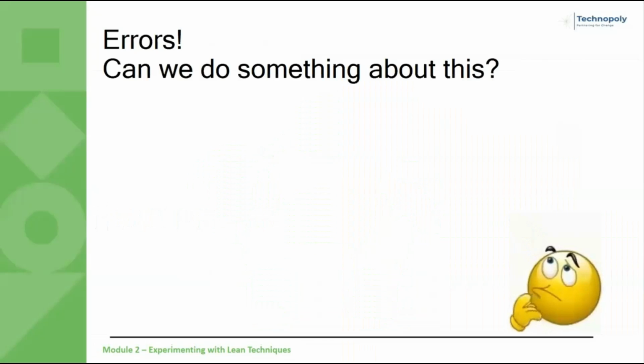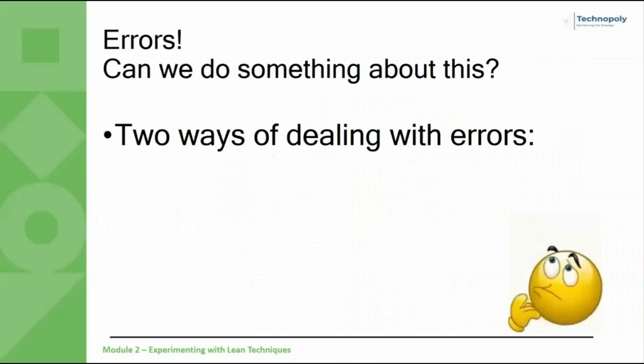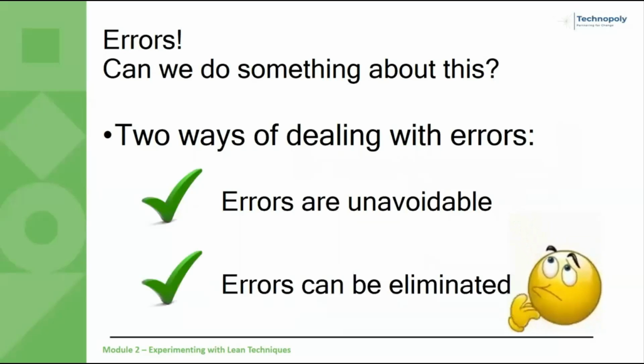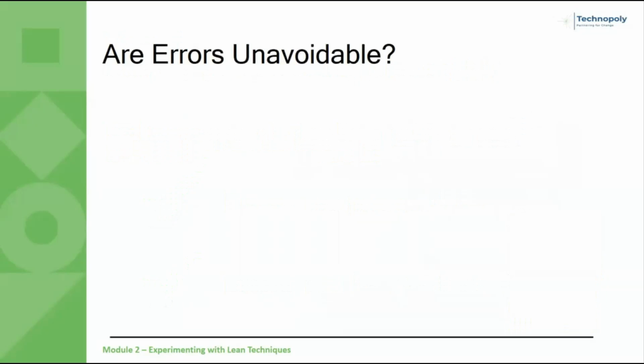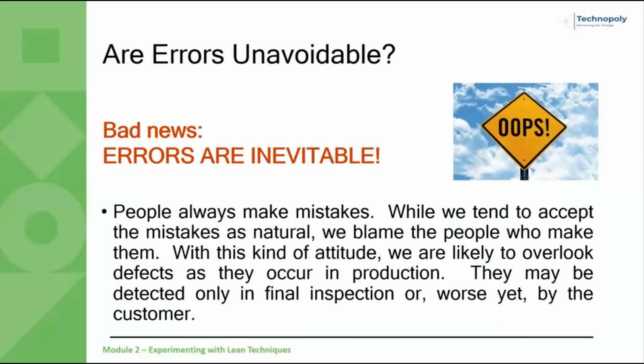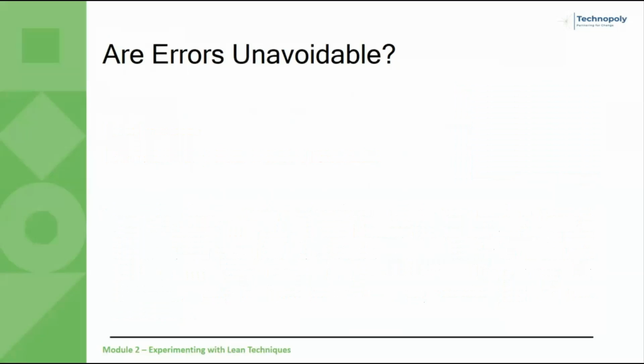Errors. Can we do something about this? There are two ways of dealing with errors. First, errors are unavoidable. Second, errors can be eliminated. Are errors really unavoidable? Bad news, errors are inevitable. As people always make mistakes, while we tend to accept the mistake as natural, we blame the people who make them. With this kind of attitude, we are likely to overlook defects as they occur in production. They may be detected only in final inspection, or worse yet, by the customer.